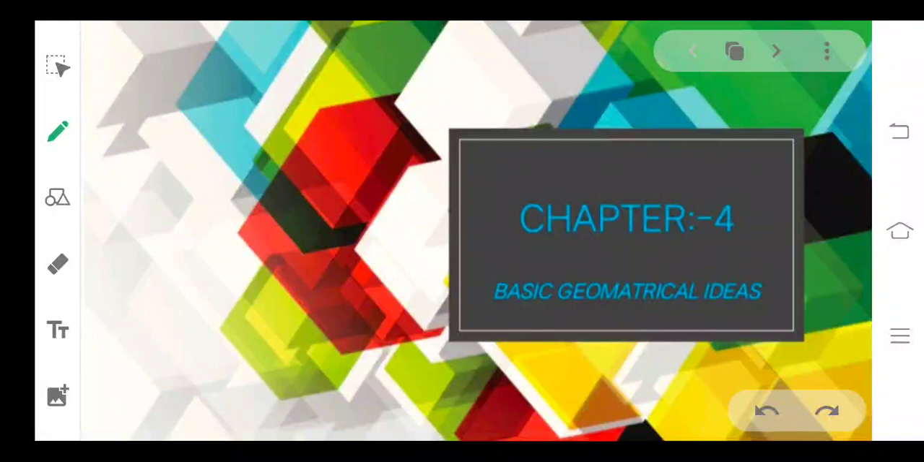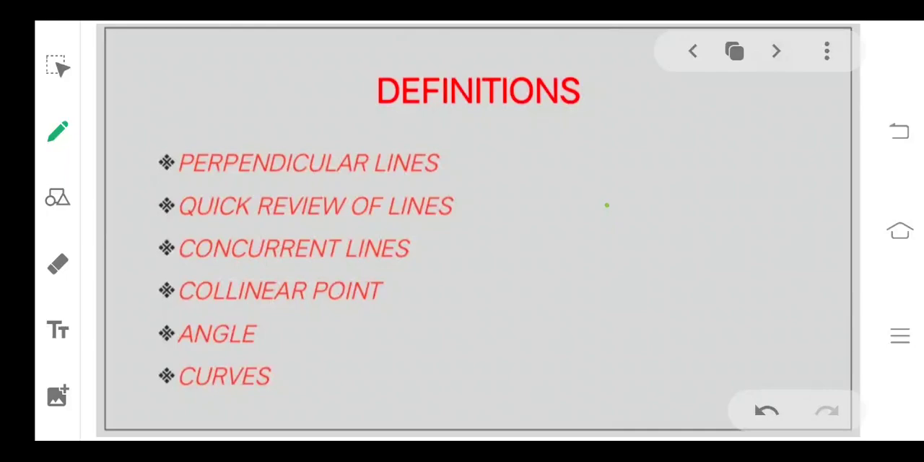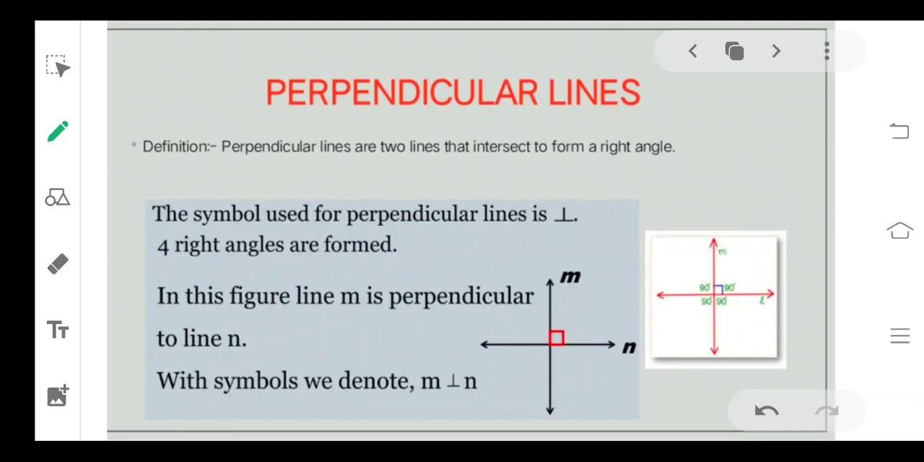So in this video we are going to learn about perpendicular lines, a quick review of lines, concurrent lines, collinear points, angle and curves. So let's start. We start this video with perpendicular lines. Perpendicular lines are two lines that intersect to form a right angle.